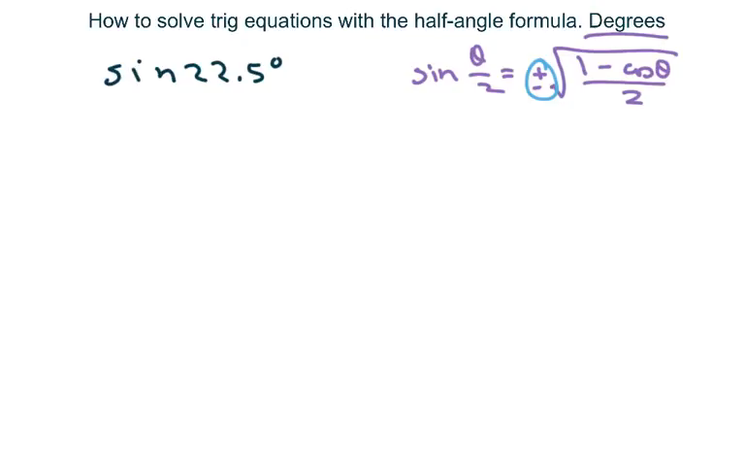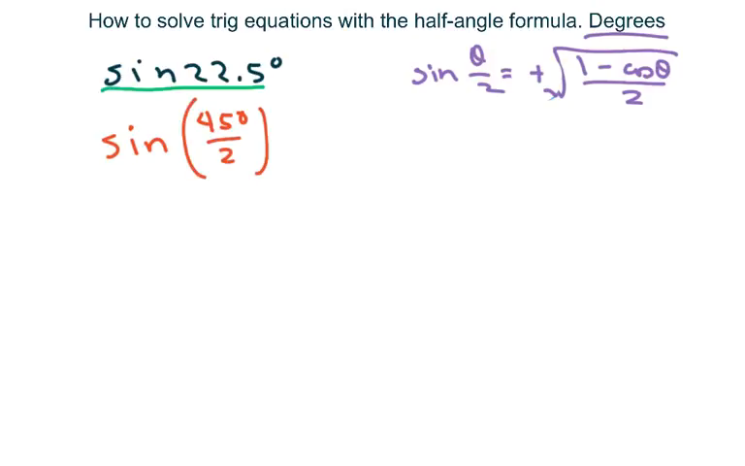So what we look at is this, sine of 22.5 degrees. We know this is in quadrant 1, and so therefore sine is positive in quadrant 1, so we're only going to use the positive here. So we only need the positive. And after that, it's just a matter of plugging everything in. So I'm going to write this as sine of 45 degrees over 2. So now my angle is 45.